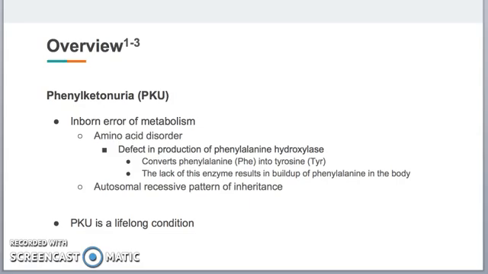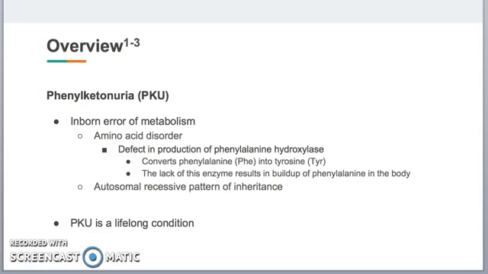PKU occurs due to an autosomal recessive pattern of inheritance, which means that both parents must be carriers of the defective gene and pass it to the child. It's also the first inborn error of metabolism in which dietary intervention has been successful, which is so important to us as future dietitians to be aware of the importance of nutritional intervention in persons with PKU.